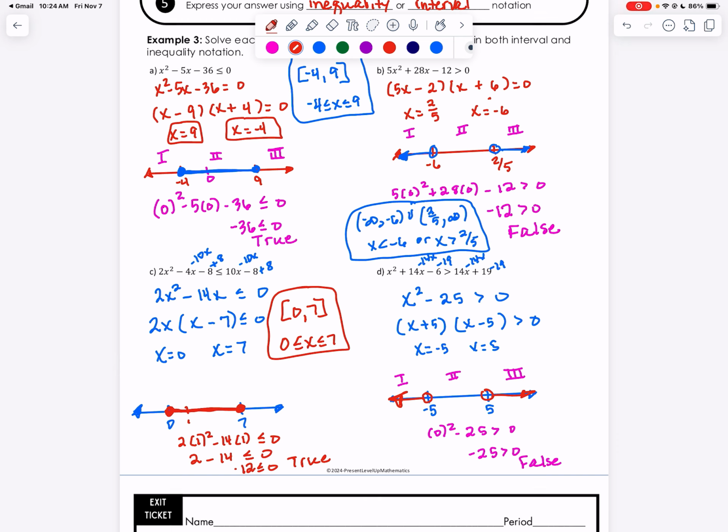So to write this in interval notation, I would say negative infinity to negative 5, or 5 to positive infinity. To write it in inequality notation, x is less than negative 5, or x is greater than 5. And that concludes today's lesson, solving quadratic inequalities.